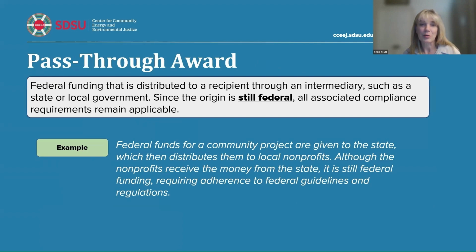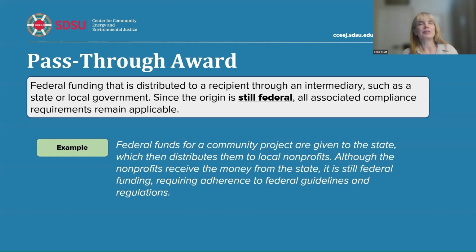Okay, so this is the example. Federal funds for a community project are given to the state, and then they distribute them to local nonprofits. So although the nonprofits receive the money from the state, it is still federal funding requiring adherence to federal guidelines and regulations, because this is a pass-through award.